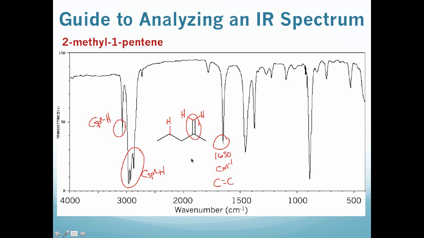A couple other small things that we can pull out of this have to do with some of the bending motions. Here's 1400 wave numbers, and just above 1400 we have a pretty distinct signal, and that is likely all of these CH2 bending frequencies. And then just below 1400 wave numbers, this is from the methyl groups bending. So we have two methyl groups. So all of these things we can sort of put together and come up with some of the features of this molecule.